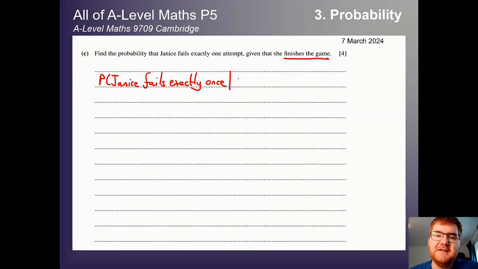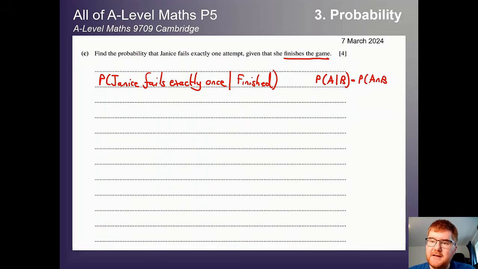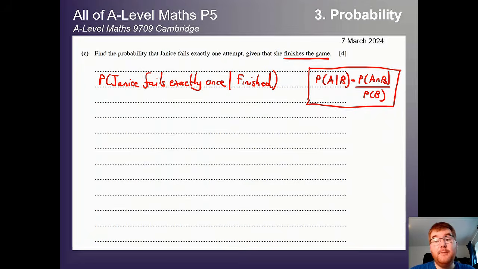Given that she has finished the game. Now, as soon as I use this conditional line, you should be thinking of a very important formula. That is, the probability of A given B has happened is equal to the probability of A and B divided by the probability of B. This is a formula we use again and again in this particular A-level paper.